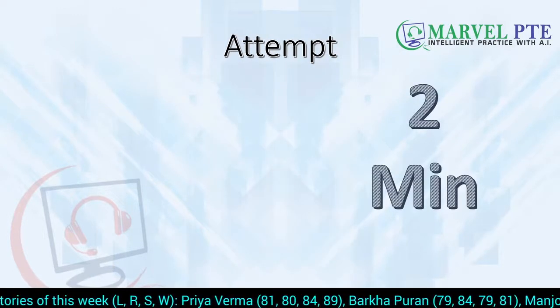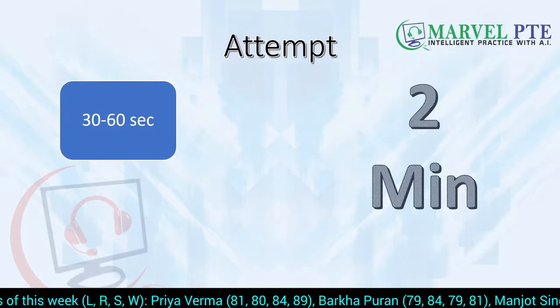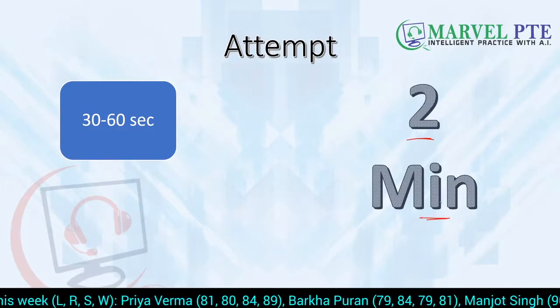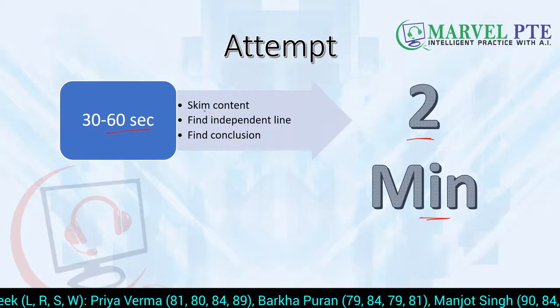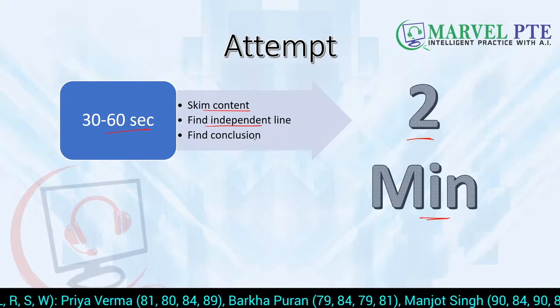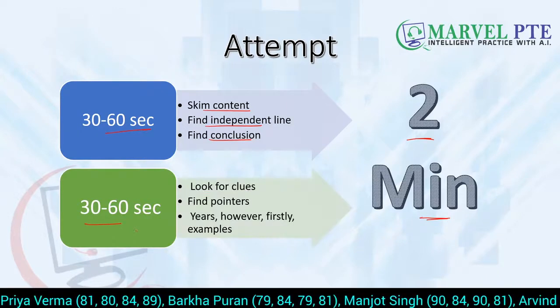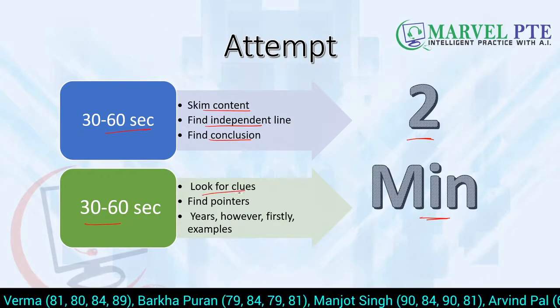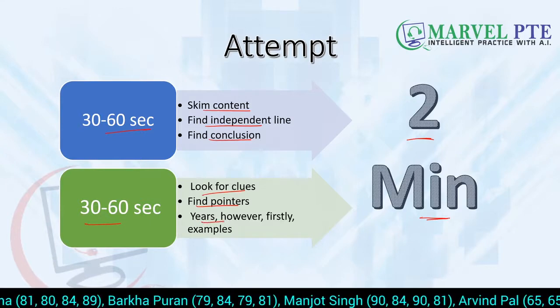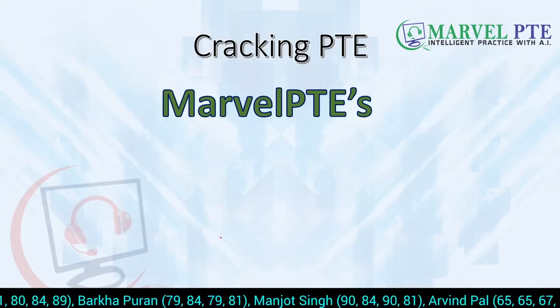And always remember one thing, that you just have 2 minutes to solve your reorder paragraphs. So in the first 30 to 60 seconds, you are going to skim the content, you have to find an independent line, and then you have to find the conclusion. And in the next 30 to 60 seconds, you have to look for clues, you have to find pointers, years, however, firstly, examples, and all that.